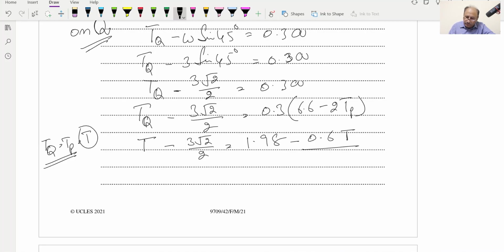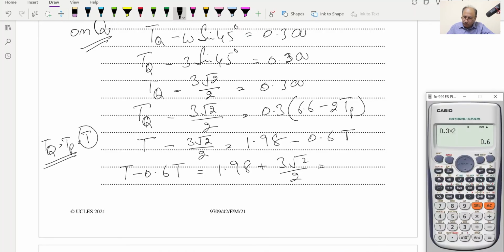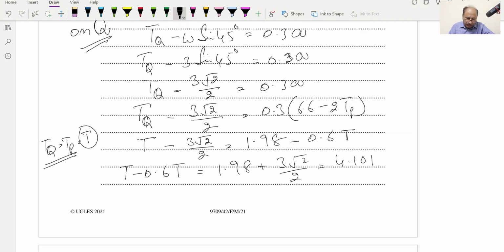Now we can shift this 0.6T to the other side, so it will be T minus 0.6T is equal to 1.98 plus 3 under root 2 over 2, and this one we can calculate. 1.98 plus 3 under root 2 over 2 will be equal to 4.101, and this will be T equal to 4.101 divided by this factor, 0.4. This one we can check.